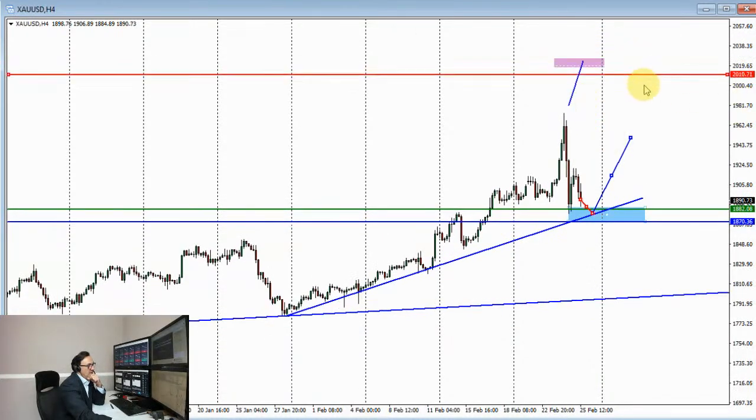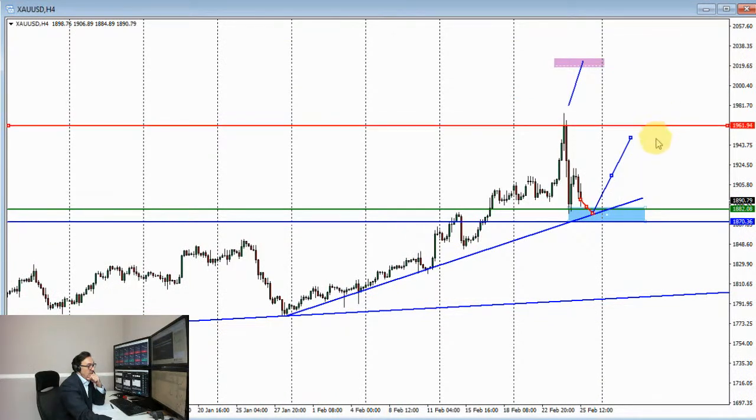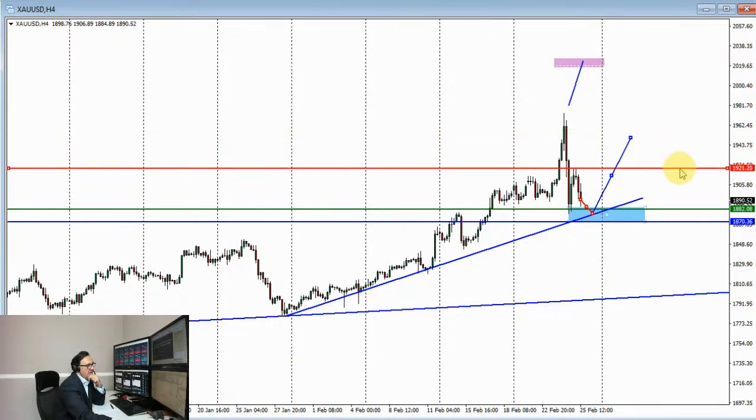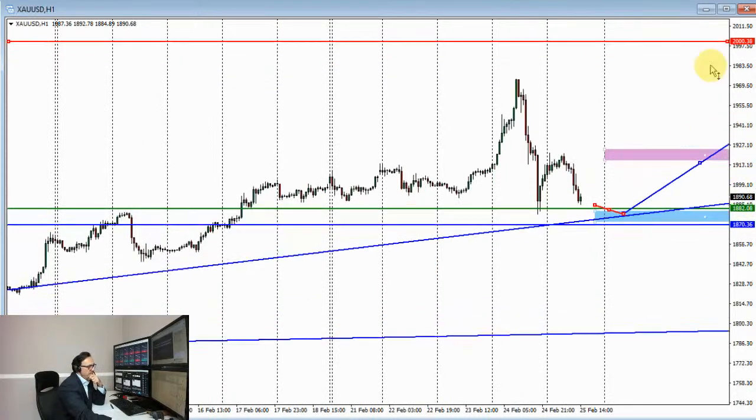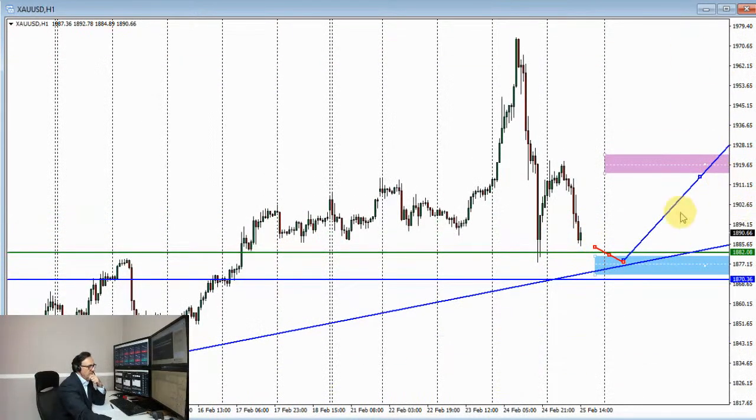I still feel that these swing highs here would be a good level, 1960. Then this area here, 1920, 1960, and then 2000 on the upside would likely be targeted as potential take profit areas for anybody who is looking to go long. But this is gold. There's no setup just yet. No setup, just waiting. This is the hourly time frame.